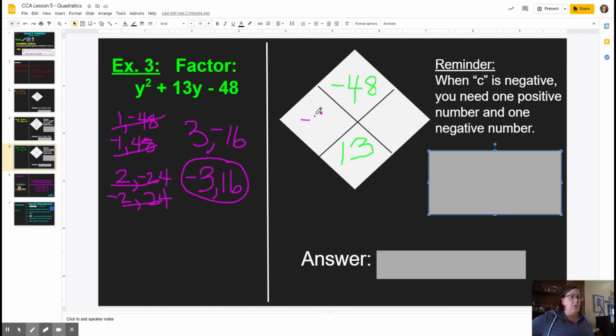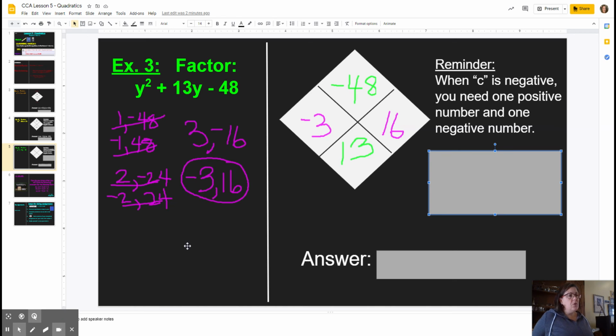So I'm going to put negative 3, and then I'm going to put 16. Now, just as a heads up, I could have put 16 here on the left side, and I could have put negative 3 here on the right. Remember, multiplication and addition are commutative, so you can switch the order and you're still going to get the same answer.